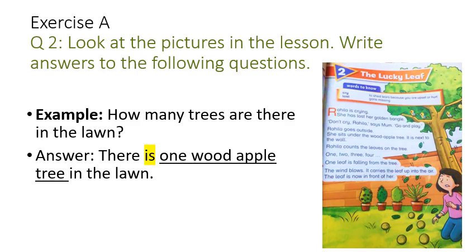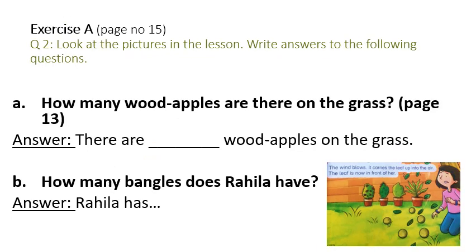Let's move on to the exercise. Exercise A, which you can find on page number 15 of your books. Question number 2 is, look at the pictures in the lesson, write answers to the following questions. A part is, how many wood apples are there on the grass? Look at page number 13. You can see in the picture there are some wood apples beside Rahila. Answer format, I have given you the whole format. You just have to write the number of apples in the blank and your answer will be complete.